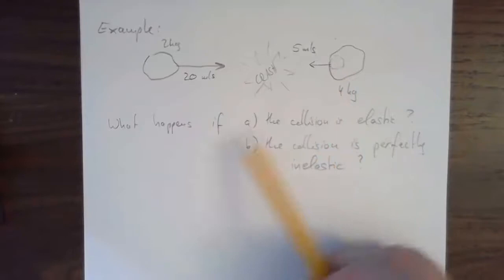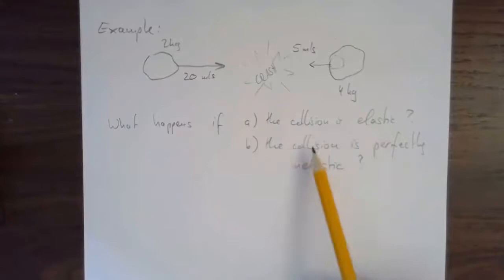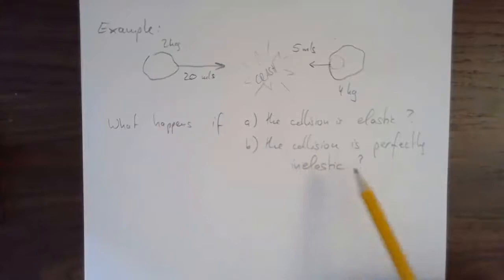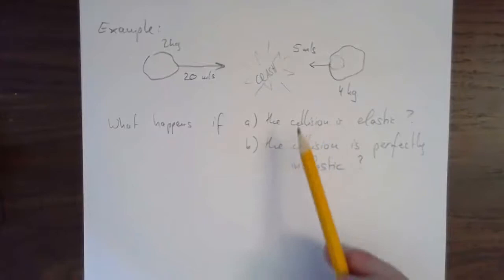And I want to know what happens in the two cases where A, this collision is elastic, and B, this collision is perfectly inelastic. Notice there's no part that says the collision is inelastic because, well, if kinetic energy is lost, we still don't know how much is lost. Whereas in those two cases, those uniquely determine what's going to happen next. Let's see how this works out.